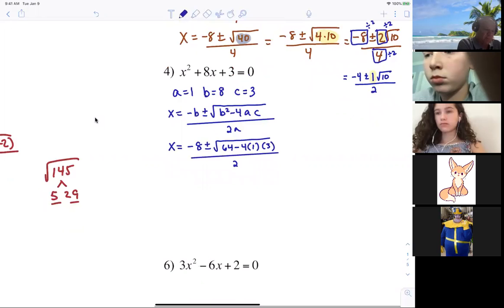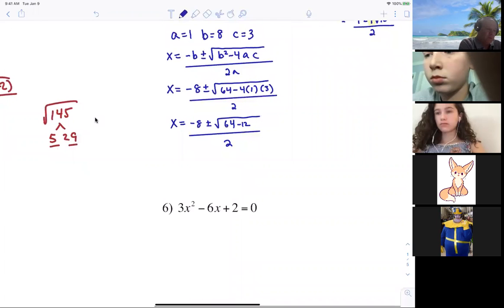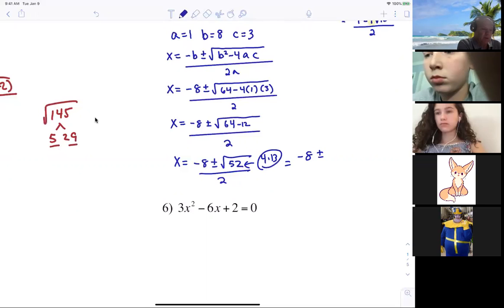Simplifying that, x equals -8 plus or minus the square root of 64 minus 12, over 2. 64 minus 12 is 52, so x equals -8 plus or minus the square root of 52 over 2. And 52 is 4 times 13, so 52 can be broken down. So we say -8 plus or minus 2 radical 13 over 2.